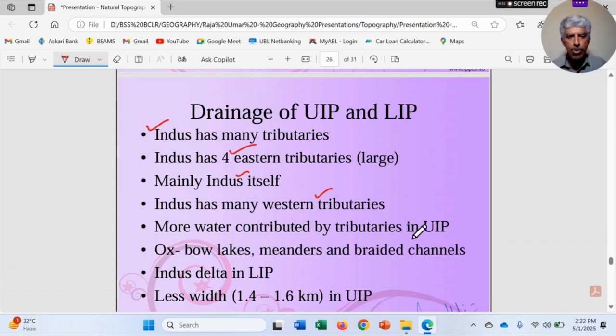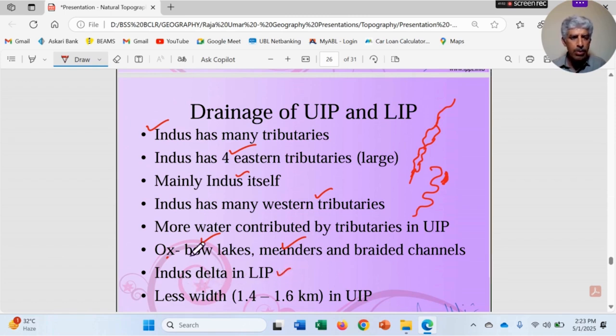More water is contributed by tributaries in the upper Indus Plain, as there are bigger rivers. Oxbow lakes are made, meandering is there, I mean the zigzag movement of the river, and the cut-off lakes because of this meandering are known as oxbow lakes. And braided channels, I mean the river coming down divides into 2 branches and further joins and then divides into 2 or 3 branches again. This is just like a braid of hair of young girls, that is known as braiding. So braided channels are there in the lower Indus Plain a lot.